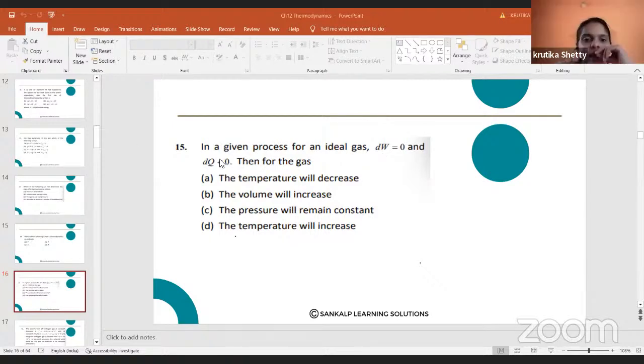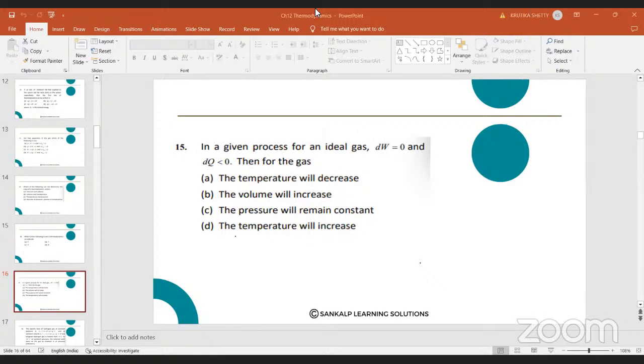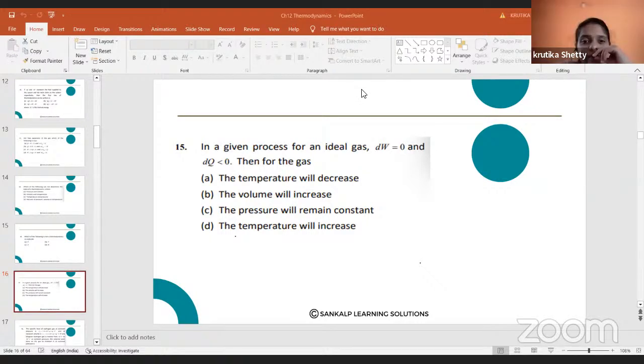When the work done is 0 and the heat is less than 0, it means that the temperature will decrease. Yes, that is option A, the temperature will decrease here. So what happens is, when delta Q is less than 0, it means the temperature will decrease. Option A. Shweta, Pavitra, option A is correct.